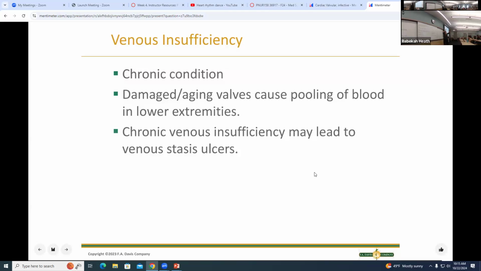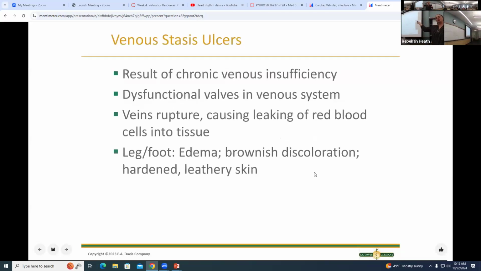So those valves, right, if they start to leak or let blood come back down, it's going to pool back up oftentimes. So if it's not treated, it could lead to venous stasis ulcers, which is usually where you see it. And that is where those veins, after having so much back up, kind of rupture. Blood and fluid leaks out.